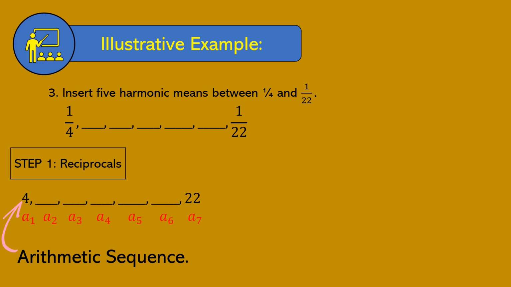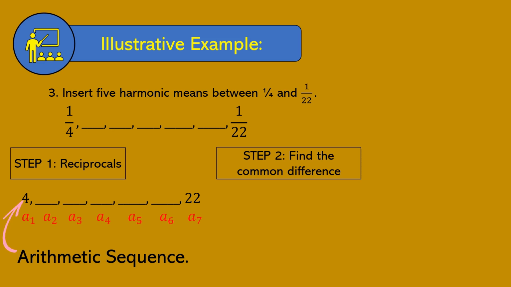Okay, now how do we solve the missing terms of an arithmetic sequence? Going back to our discussion about arithmetic means, in order to get these missing terms, a sub 2, a sub 3, a sub 4, a sub 5, a sub 6, you need to have the common difference. Because if you have the common difference, you can already get the second term by adding that common difference to 4. Right? So we are going to solve the common difference. So we have our step 2, find the common difference. How do we do that?